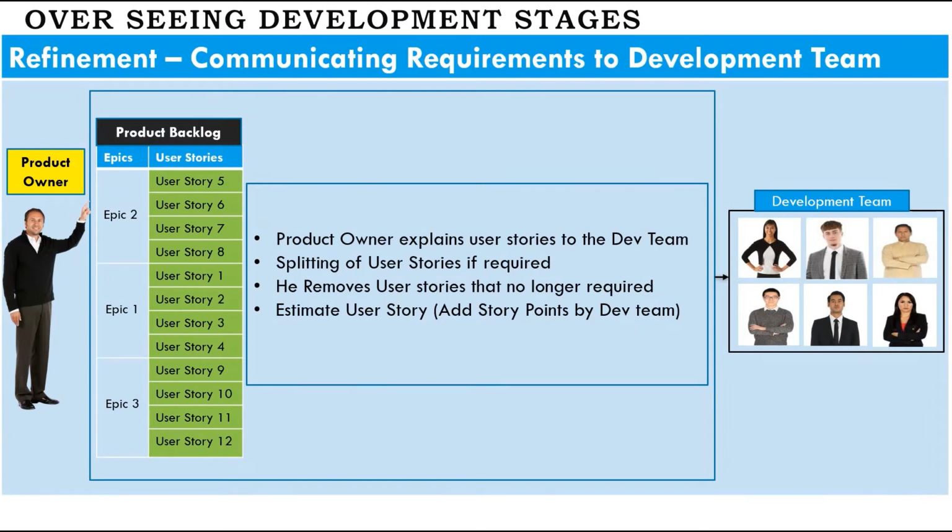Once the release planning is done, the product owner will communicate the requirement to the development team through a Scrum ceremony called refinement. Here, the product owner picks up each user story from the backlog and explains it to the development team. He will split any user story if required or if requested by the development team. He removes user stories that are not required. Estimates user stories, that is, adding story points to each user story with the help of the development team.